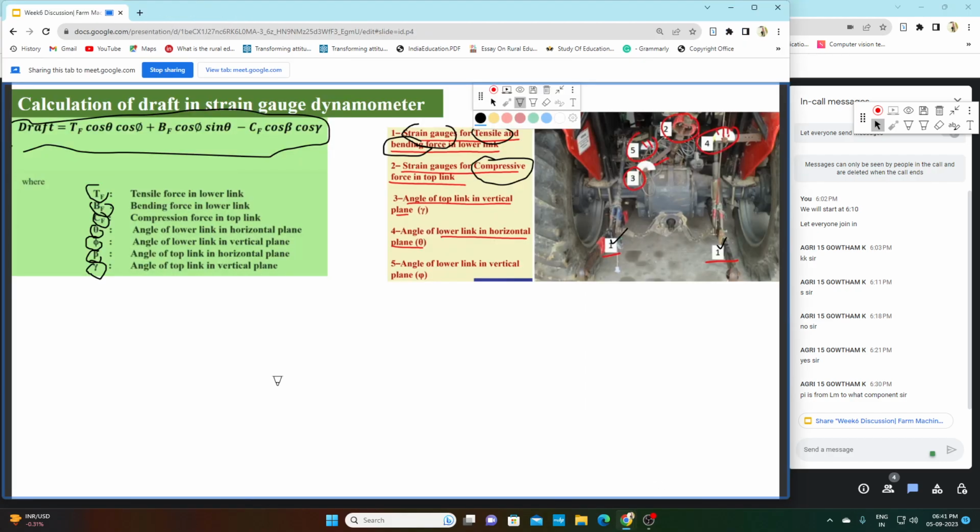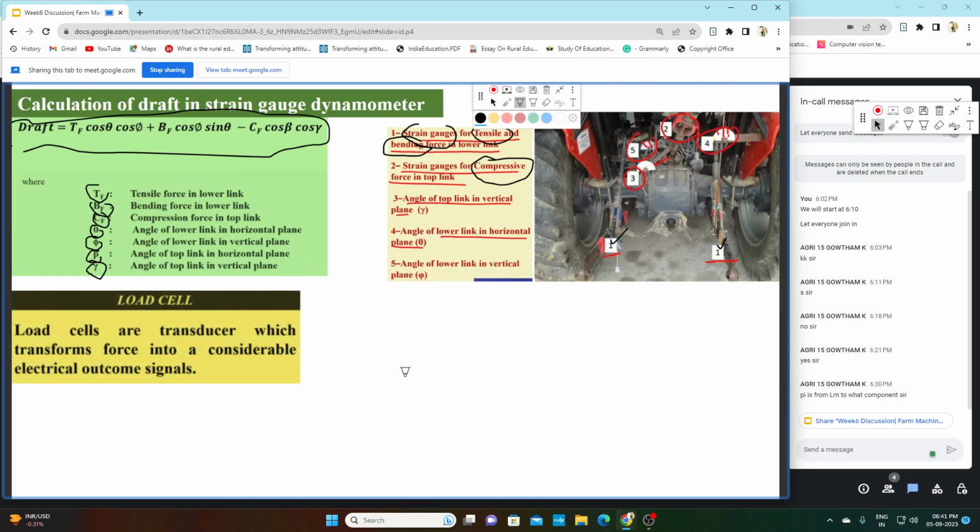Okay, so let me move forward. Now, load cells. Load cells are transducers which transform force into considerable electrical output signals. Actually the strain gauges are always attached to the load cell, because I have already told you we want our signals in the form of voltage, that is delta V by V. So that is the work of the load cell.